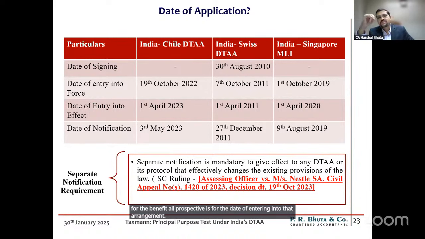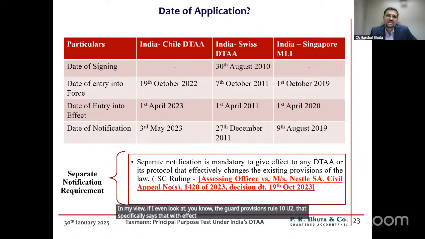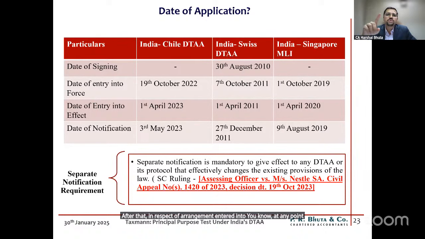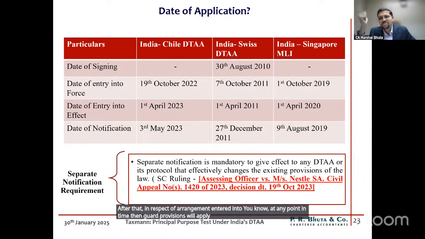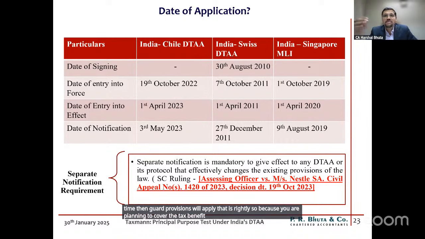In my view, if I even look at the GAAR provisions, Rule 10U(2), it specifically says that with effect from 1/4/2017, even if a tax benefit arises after that in respect of an arrangement entered into at any point in time, then GAAR provisions will apply. And that is rightly so, because you are planning to cover the tax benefit there. Here you are planning to cover the benefit arising out of the DTA.